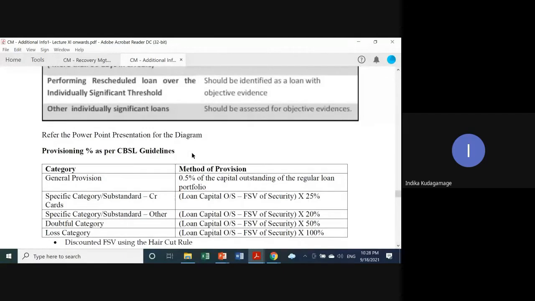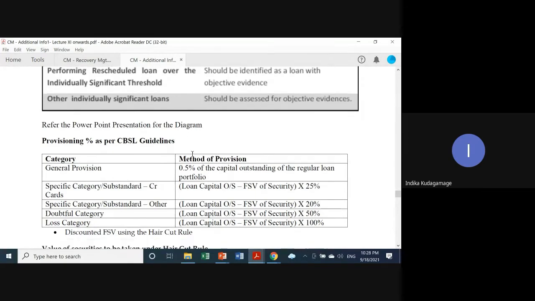What is provisioning? Allocating part of our profits for future bad loans. So it is a formula, right? As per the central bank guide, we have two types of provisioning. Firstly, we have the central bank time-based provisioning.